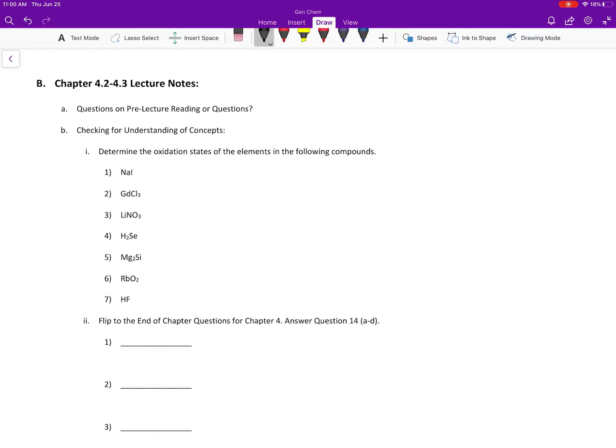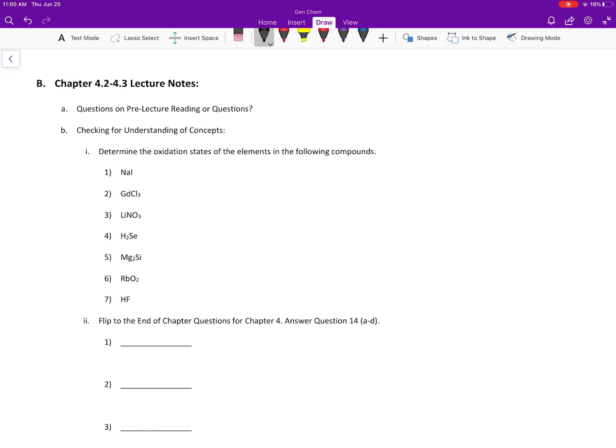So in lesson 13, we are going to practice a little bit more with our balancing, identifying equation types. So this first one says to determine the oxidation states of the elements in the following compounds. Some of them are going to be easy.